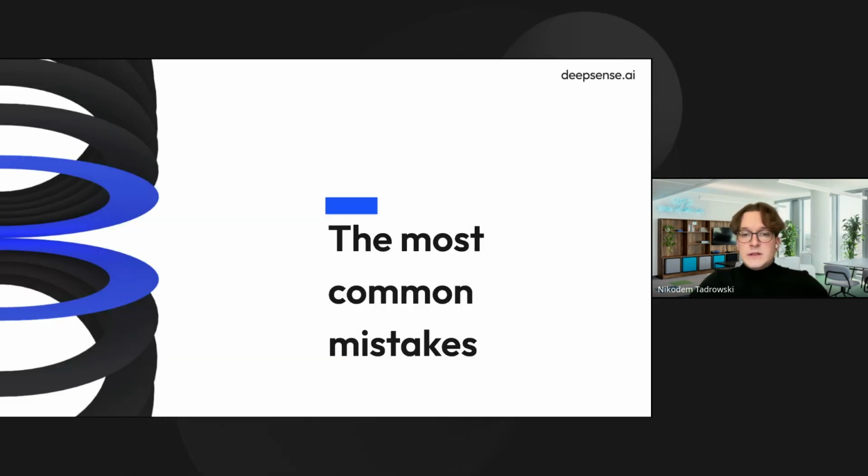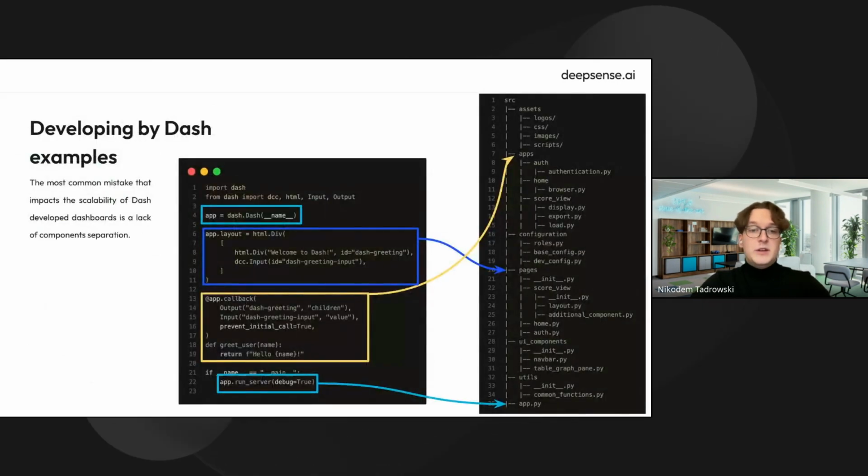All right, so that would be all for the initial introduction to Dash. So let's see what the most common mistakes are that can be your pitfall in a maintainable code base. If you develop by Dash examples, you will probably end up with huge files without the possibility to look around, or have 10,000 lines of code where you don't know what is happening and you are restricted from adding new features.